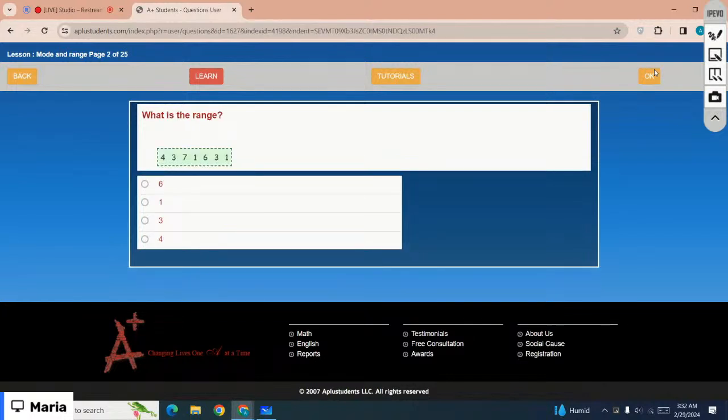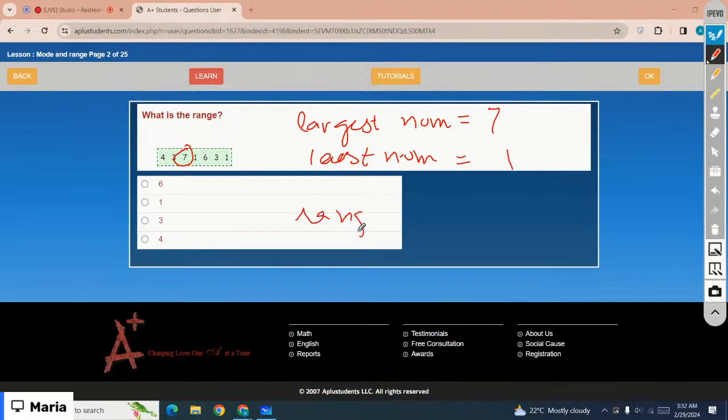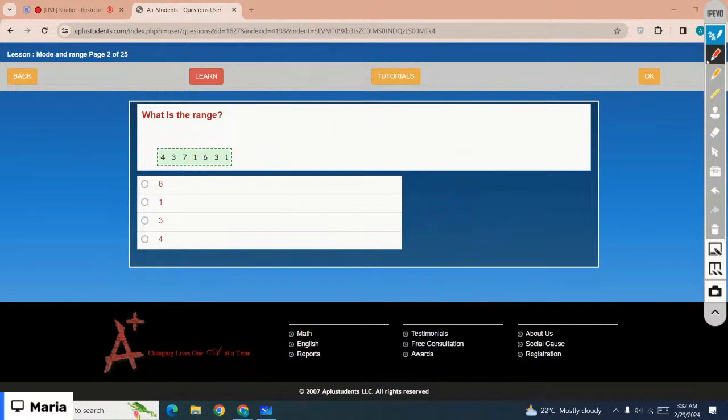What is the range? Okay, whenever you need to calculate the range, find the largest number from the data. So the largest one is 7. And then you need to find the least one in the given data. So the least number is 1. So range is the difference between the largest number and the least number. So you have to do 7 minus 1, and 7 minus 1 equals 6. So the range of the data is 6. Got it? Correct option is 6.